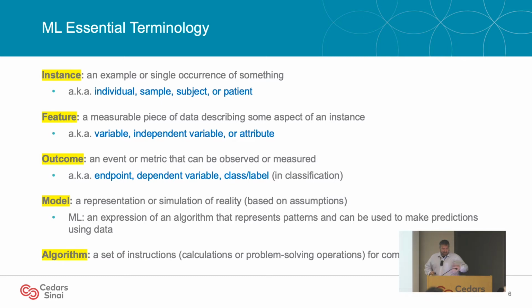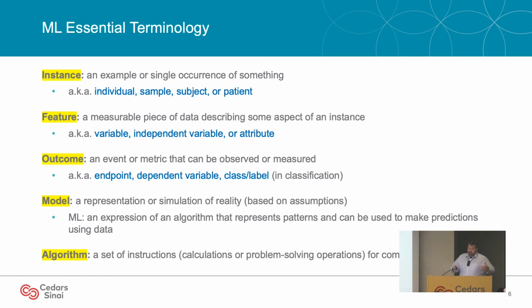So first off, an instance. Here we're talking about an example or a single occurrence of something in data. So this could be an individual, a sample, a subject, or a patient. Then we have feature. This is a measurable piece of data describing some aspect of an instance. So we can also call this a variable, an independent variable, or an attribute. You'll hear me say the words that are highlighted the most during this talk.